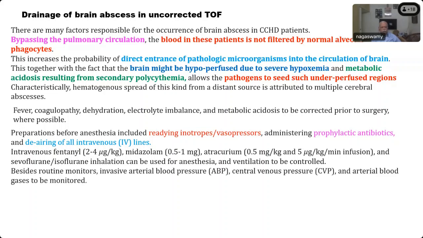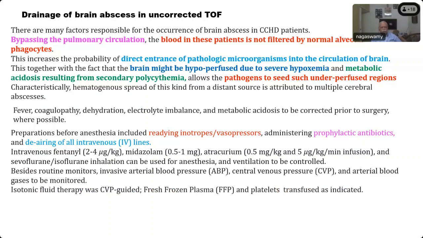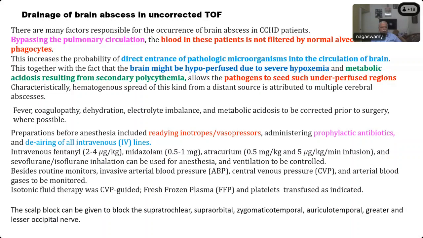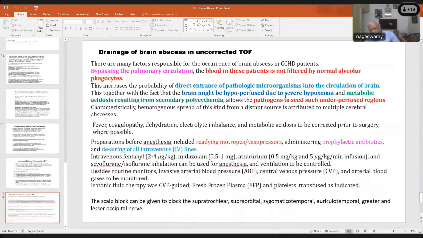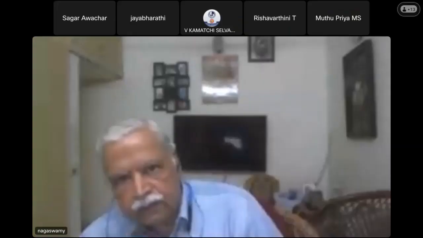Besides routine monitoring, you may have to use intra-arterial monitoring, CVP and arterial blood gases. Isotonic fluid therapy should be given. You have to keep fresh frozen plasma and platelets ready. And scalp block may be given to block the supratrochlear, supraorbital, zygomaticotemporal, auriculotemporal, greater and lesser occipital nerves. So that has also been approved as one of the techniques for this.